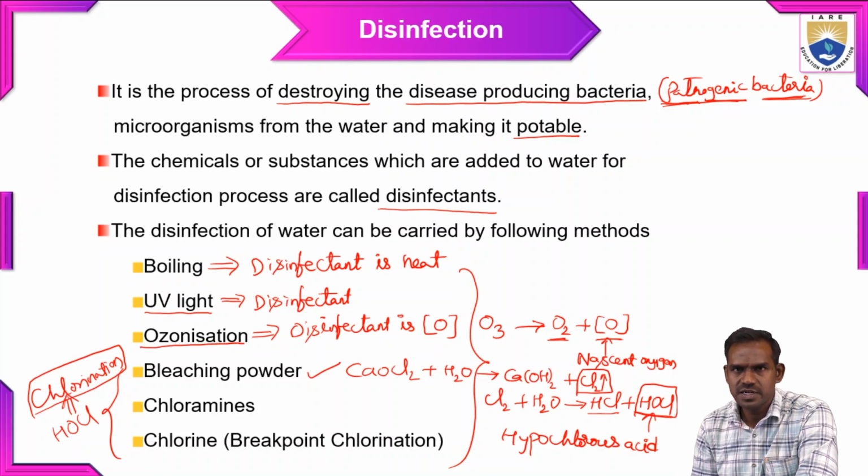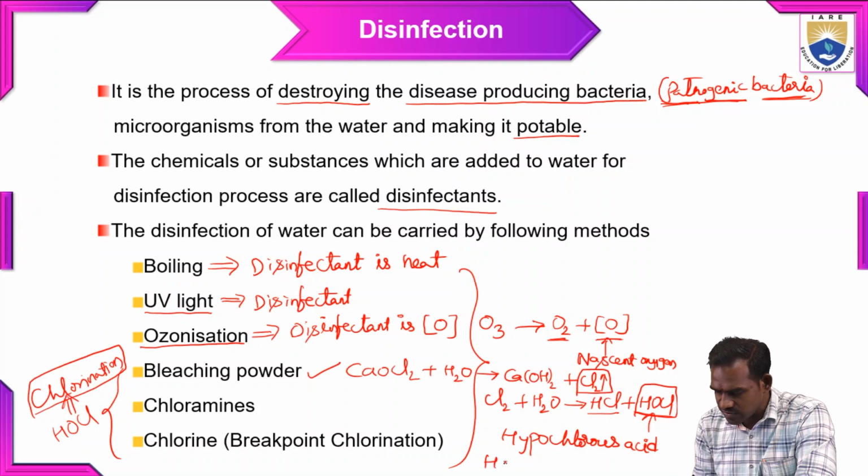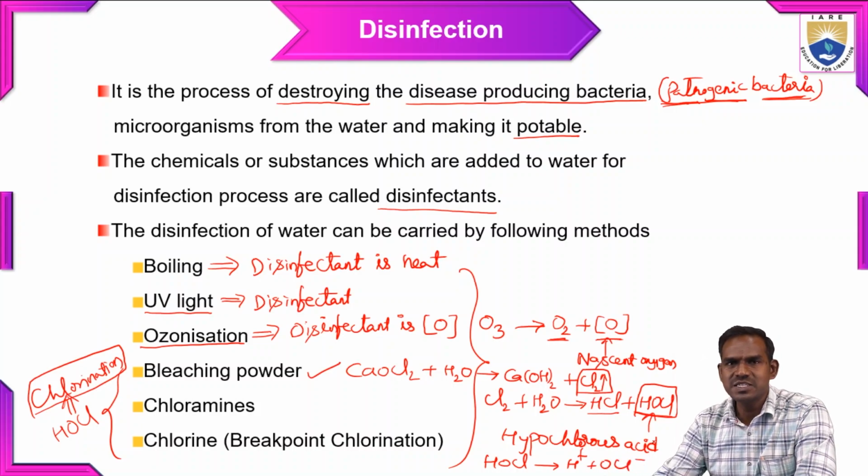So, please pay attention. Hypochlorous acid goes and fits in the active site of enzymes present in the proteins of microorganisms, and in the active site it will dissociate into H plus and OCl minus. When it dissociates in the active site of the enzyme of the proteins of bacteria, the enzyme is destroyed.